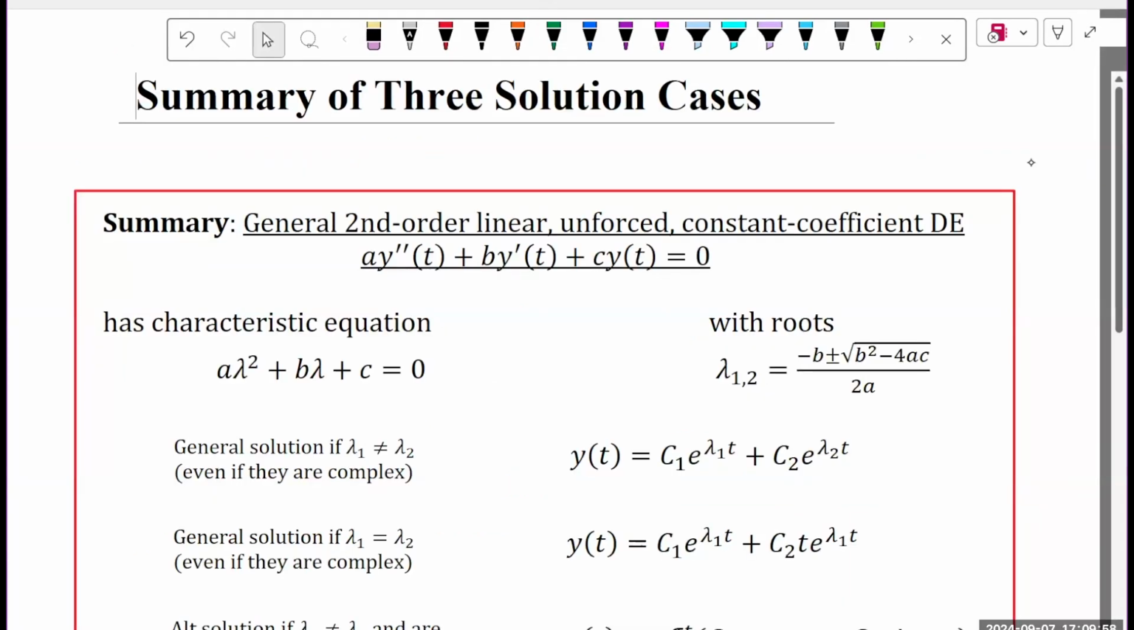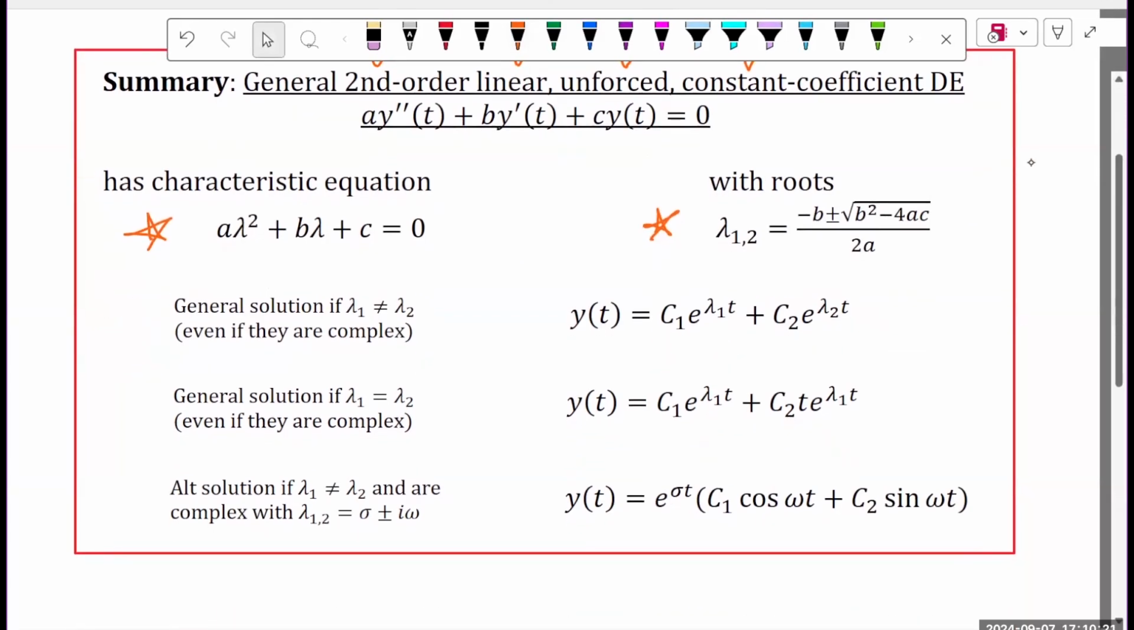Overall then, if we're dealing with a second order, linear, unforced, constant coefficient differential equation, we will have a characteristic equation of this form, a lambda squared plus b lambda plus c equals 0, and its roots will always be the roots of a quadratic. Now, the cases we have are the following. Either we have distinct roots, where lambda 1 is not equal to lambda 2, and the solution will take the form e to the lambda 1 t and e to the lambda 2 t in linear combination.